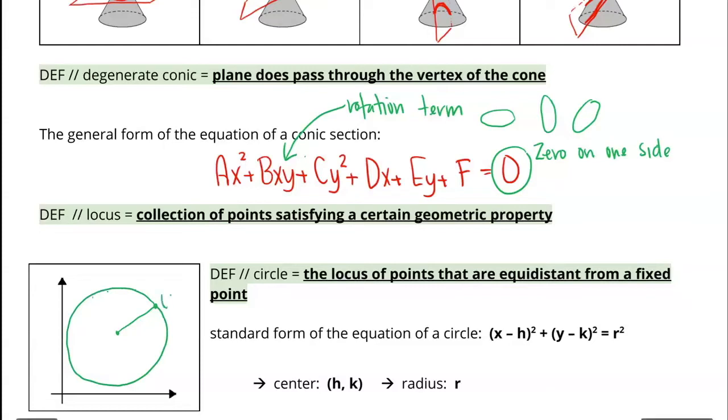Okay, the general form of a point on the circle will be x comma y. The point at the center of the circle will be h comma k, and the distance between the two will be the radius, or will be r.